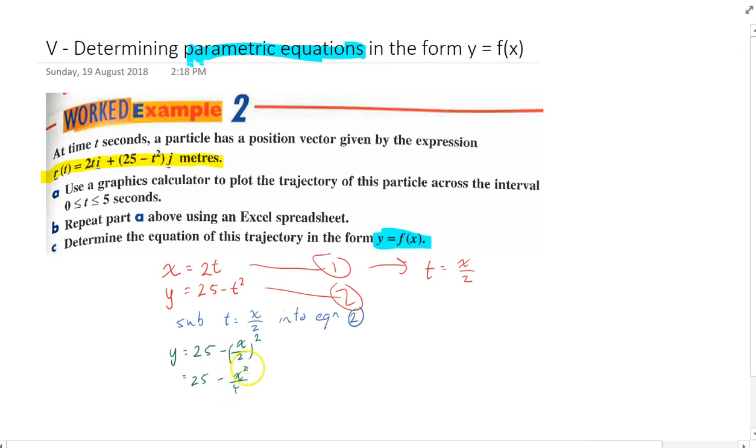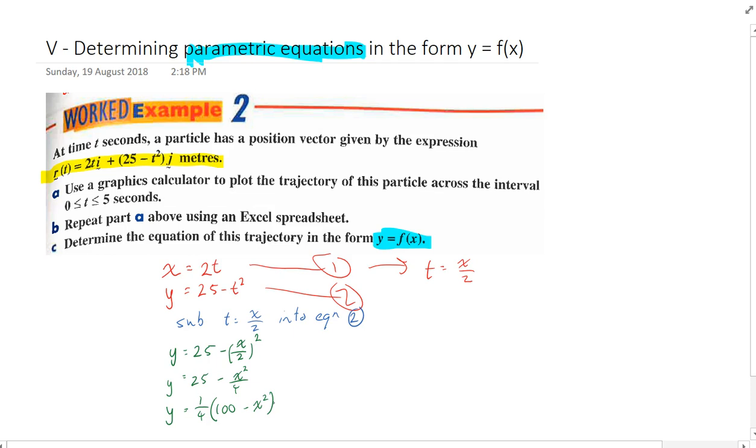And it's a bit impolite to leave that 4 there, so we can probably come up with some way around that. We could just take 1/4 out as a common factor: 1/4 of (100 minus x squared).